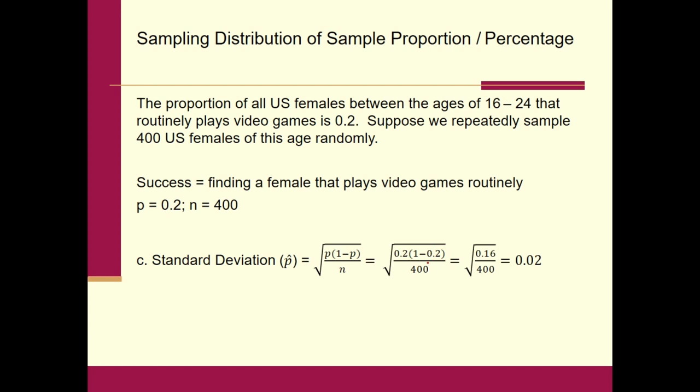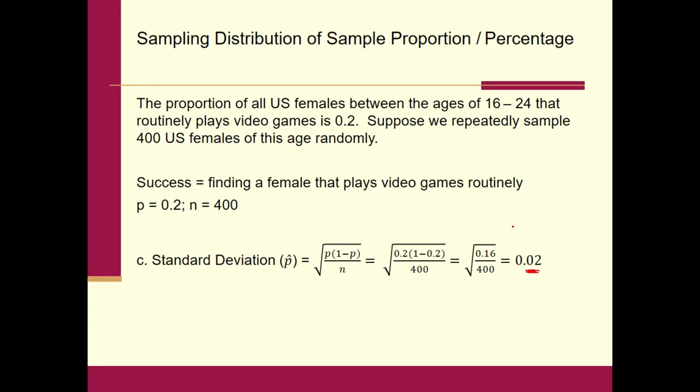And so maybe you do this calculation ahead of time instead of trying to put all these parentheses in your calculator. So put in your calculator, what's 1 minus 0.2? It's 0.8, right? So put in your calculator the square root of 0.2 times 0.8 and divide that by 400. Close your parentheses. What do you get? You get 0.02. Okay, 0.02 for your standard deviation.